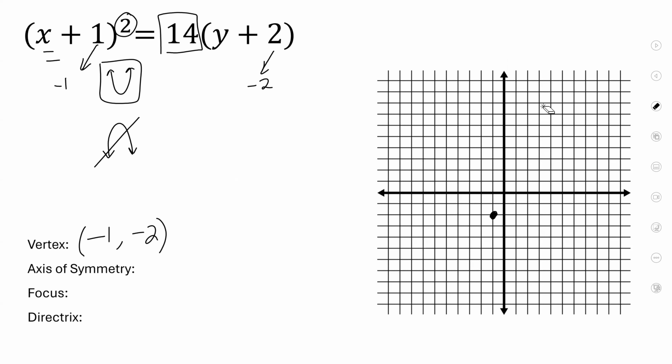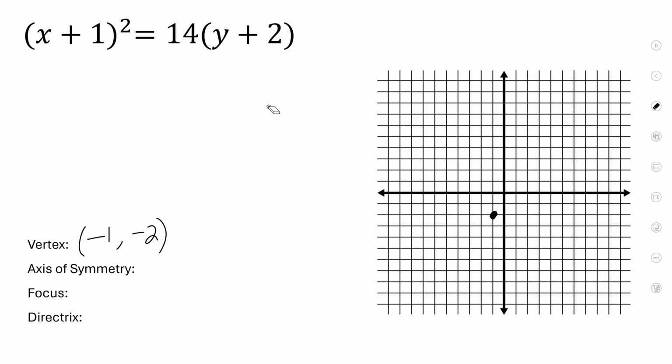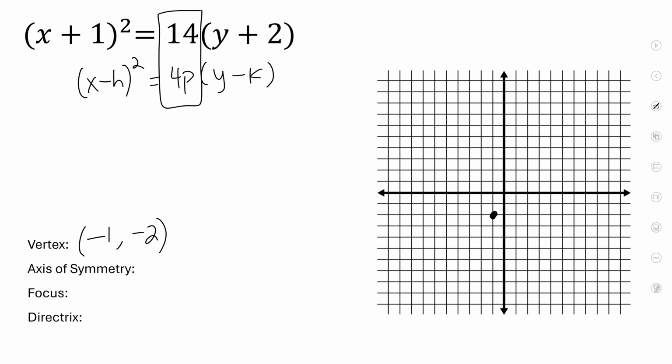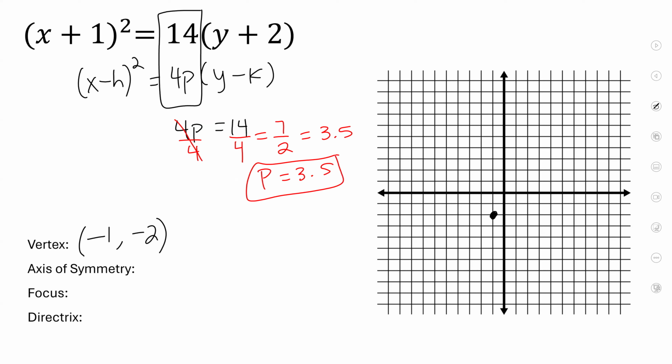Now, let me remind you guys of the standard form equation: x minus h squared equals 4p times y minus k. Notice these are in the same spot. So if I want to figure out what p is, just set them equal to each other and solve it. So I'm going to divide by 4. And this simplifies to 7/2, which is just 3.5. So my p-value is 3.5. That is the distance the focus and the directrix is away from the vertex.